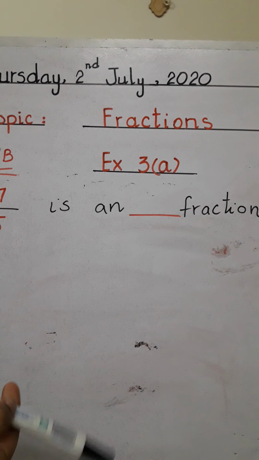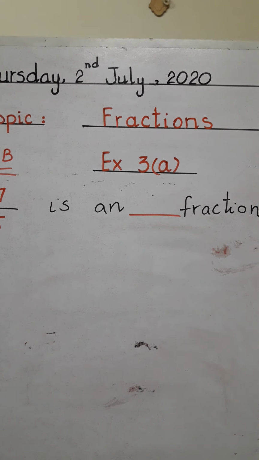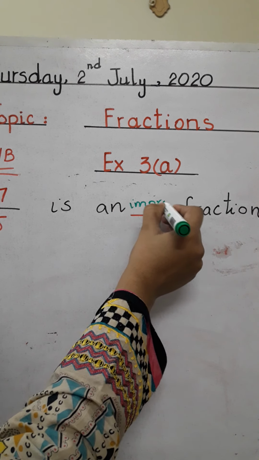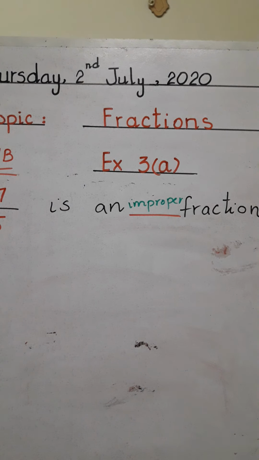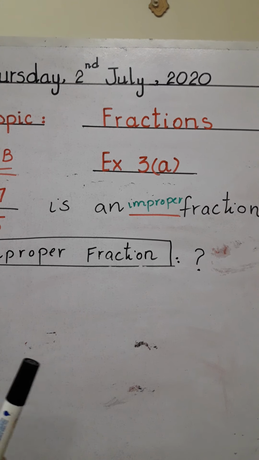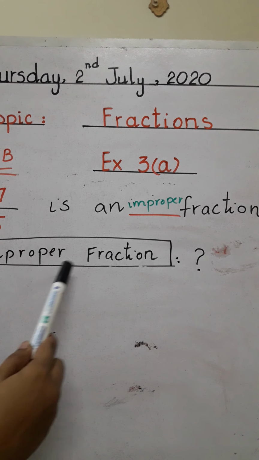Okay students, if I say that 17 by 5 is an improper fraction, improper, how do you understand that this is the improper fraction? First of all, you have to know the definition of the improper fraction. Okay students, to solve this question, we have to understand what is improper fraction.